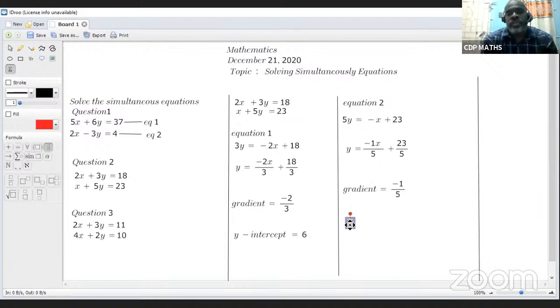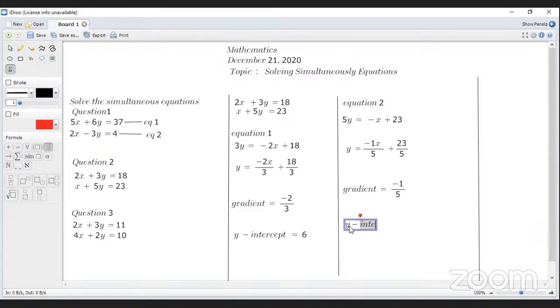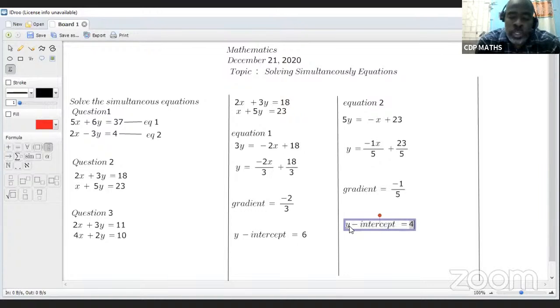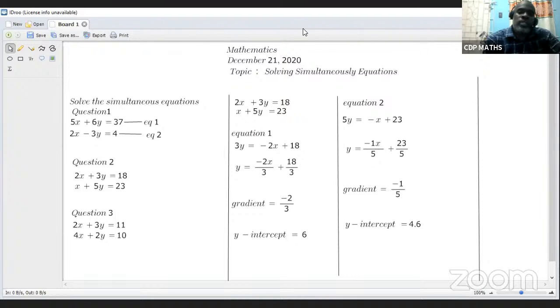Lexi, you paying attention? Yes, sir. This is equal to, let's use a decimal point, 4.6, right? All right, good. So we have that. So let's go to our graph now.